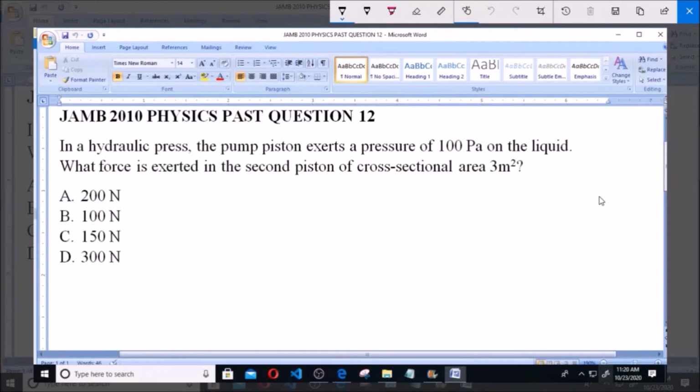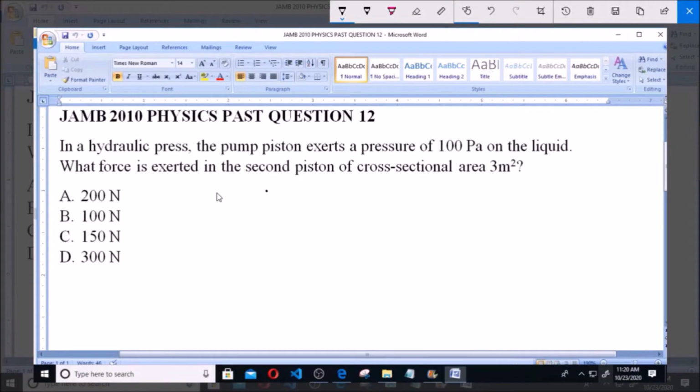In a hydraulic press, the pump piston exerts a pressure of 100 Pascal on the liquid. What force is exerted in the second piston of cross-sectional area 3 meters square? A. 200 Newton, B. 100 Newton, C. 150 Newton, D. 300 Newton.